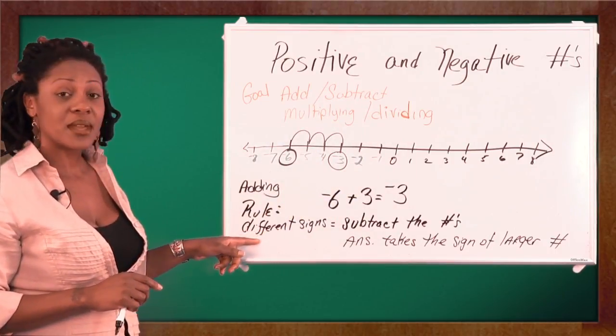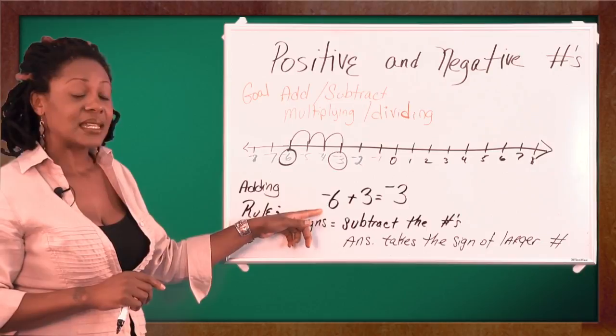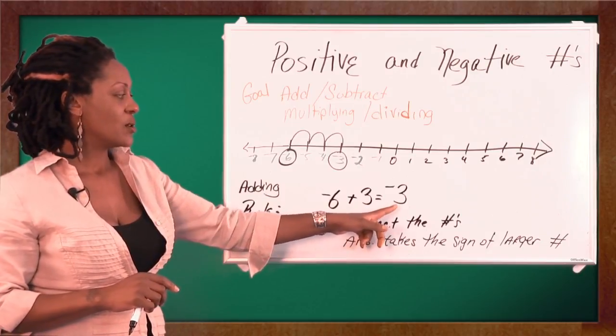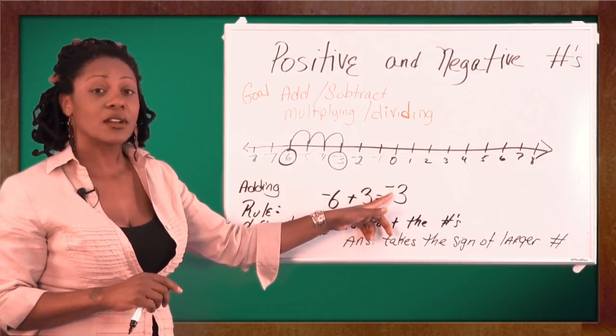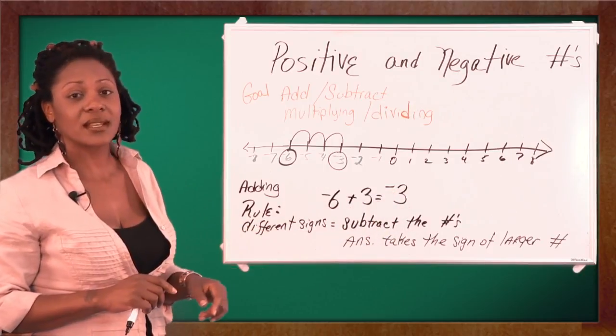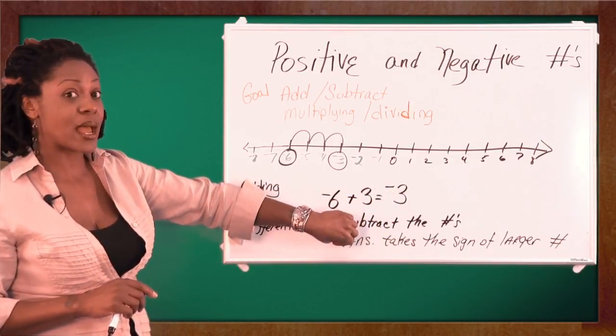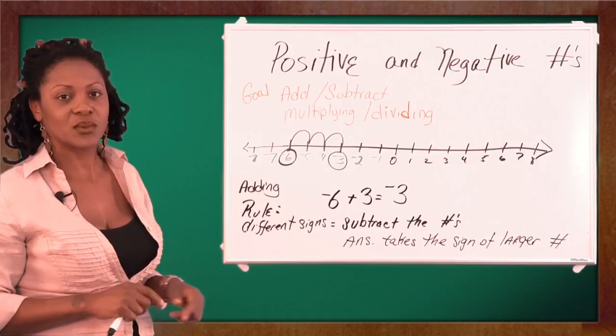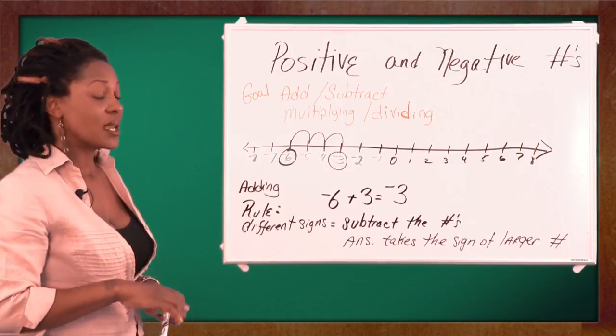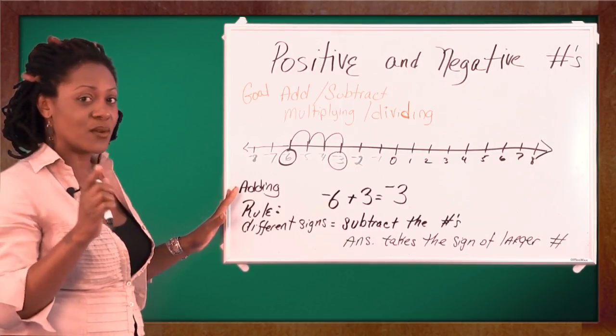So again, remember that rule. When you're adding and the signs are different, you're going to take the sign of the larger number, move it over to your answer space, and actually subtract. Find the difference between these two numbers. Okay, hope you're writing it down. We're going to move forward.